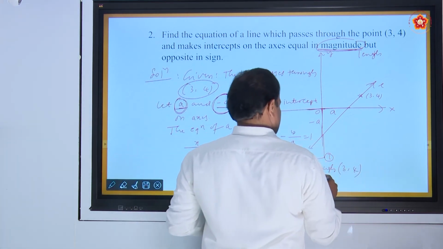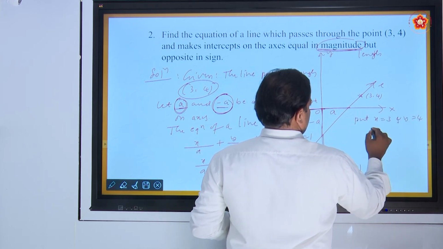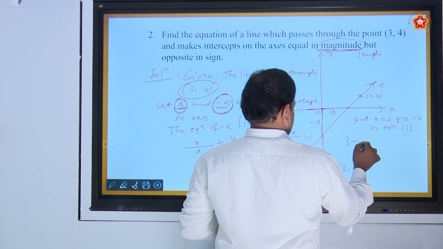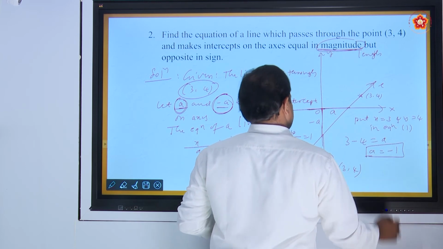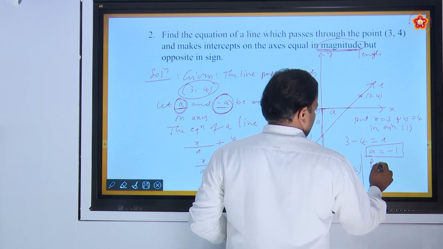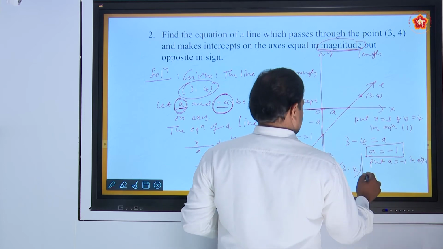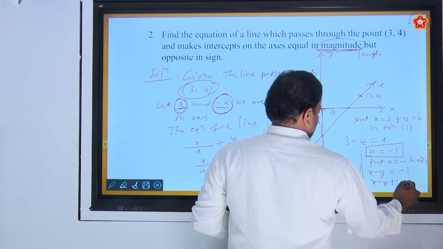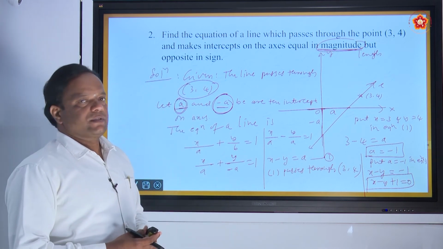So the line passes through 3 comma 4. Put x equal to 3 and y equal to 4 in equation number 1. What happened? x is 3 minus y is 4 is equal to a. Clearly a equal to minus 1. Put a equal to minus 1 in equation number 1. What happened? x minus y is equal to minus 1, or x minus y plus 1 equal to 0. This is our required answer. This is our required equation of straight line.